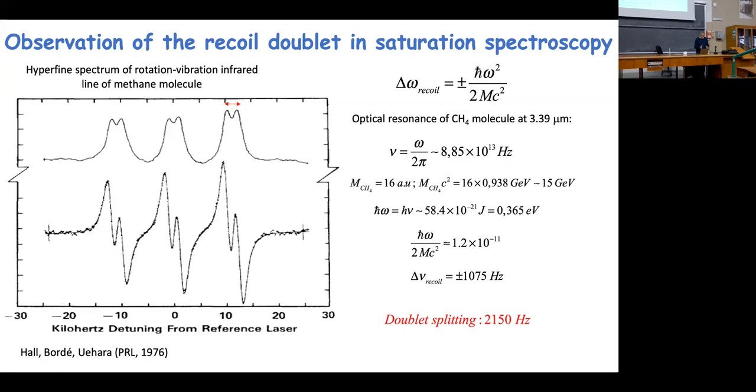That is an improvement by 6 or 7 orders of magnitude over the measurement by Foucault and Fizeau in the 19th century. So what John Hall and his colleagues did was to measure at the same time the frequency of this line and the wavelengths corresponding to this line. And if you multiply the wavelengths by the frequency, you get the velocity of light.